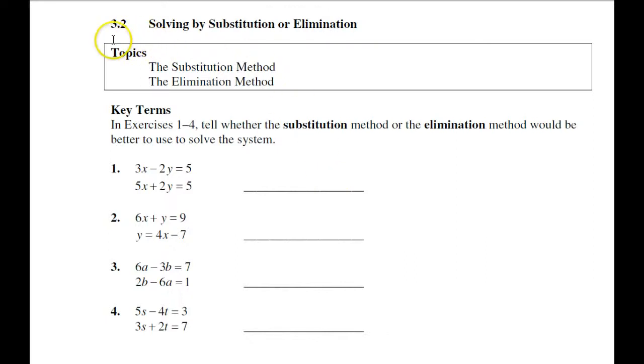Okay, going on now to topic 2 of chapter 3, solving by substitution or elimination. We're going to now feature two methods of solving systems of linear equations. But I'm going to give you a little background before we go on.